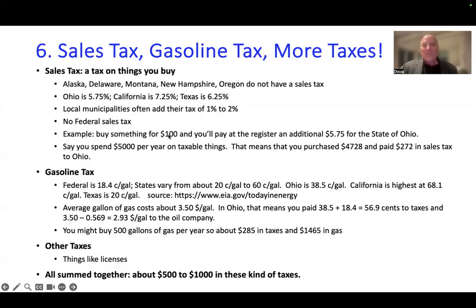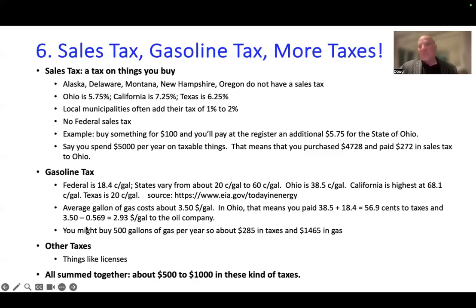So let's say in Ohio, you buy something for $100. You're going to pay an extra $5.75. And you're probably already familiar with that. You've probably bought some stuff, seen the taxes applied, and so on. If you spend about $5,000 on taxable things, that means you actually paid $4,700 for them and had about $270 in taxes.